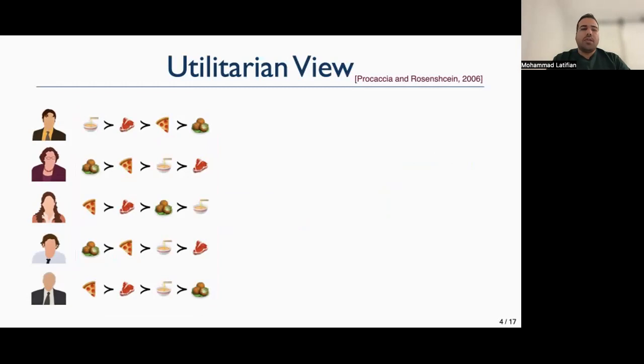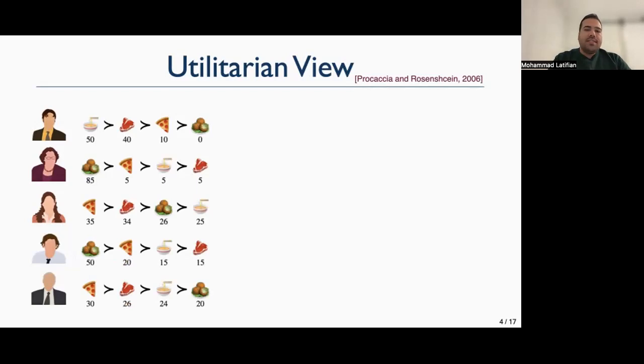First, let's talk about the utilitarian view introduced by Procaccia and Rosenschein in 2006. In the utilitarian view, we assume that the rankings of the voters come from their underlying utilities for the options. That means each voter has a secret value for each option and ranks the options in the decreasing order of their utilities. For instance, here the first voter has utility of 50 for Chinese, 40 for steak, 10 for pizza, and 0 for falafel. So he ranks the options as you can see.